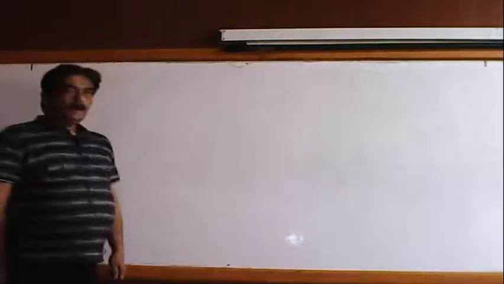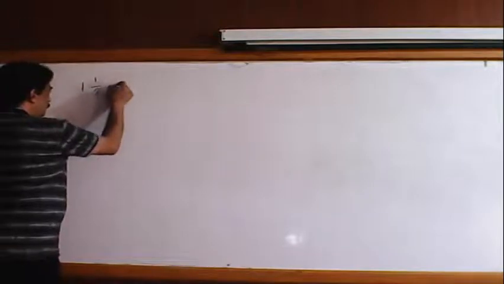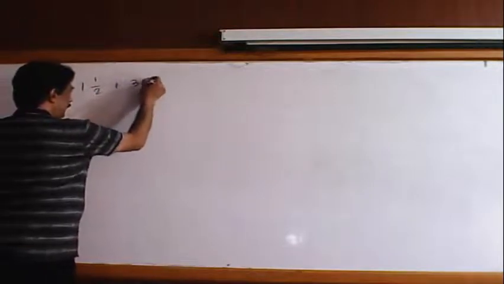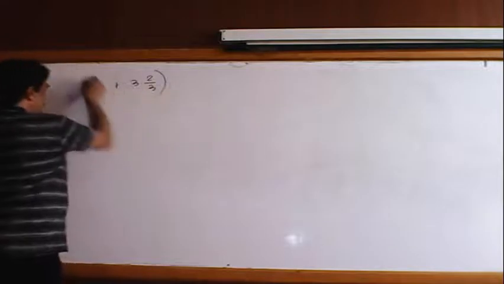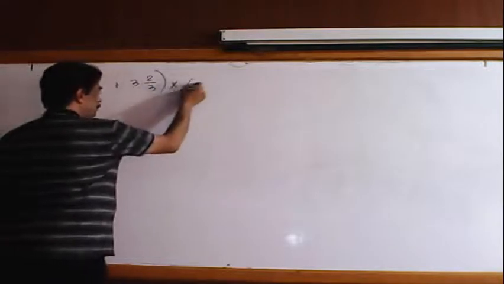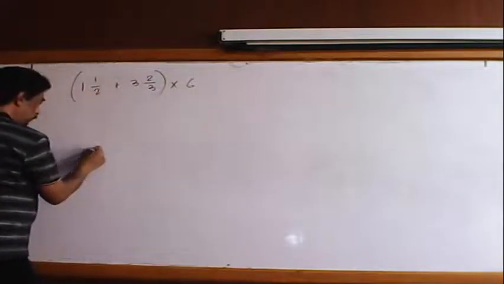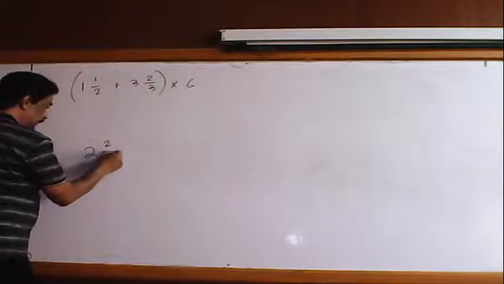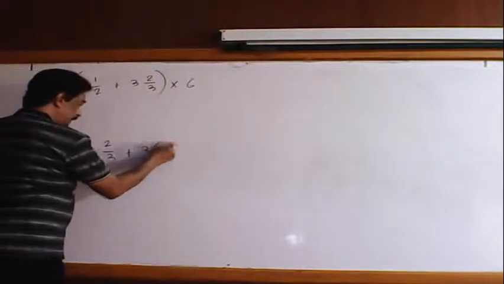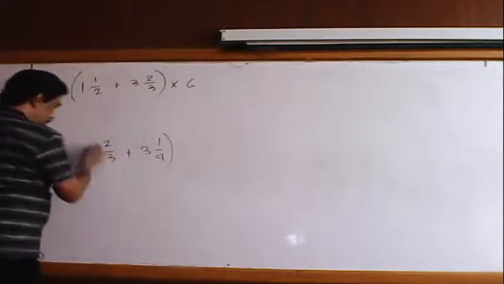Now next step. So we can write 1 and 1 by 2, plus 3 and 2 by 3 multiply by 6, 2 and 2 thirds, 3 and 1 fourth multiply by 12.